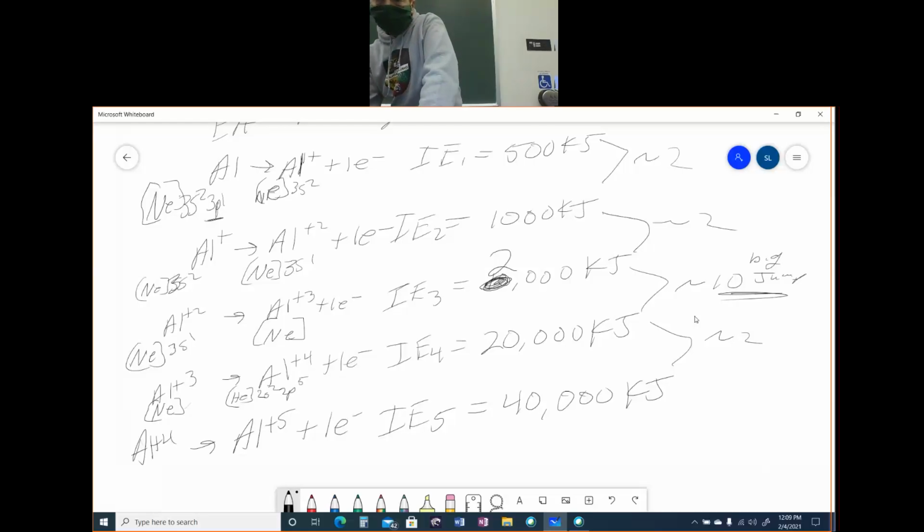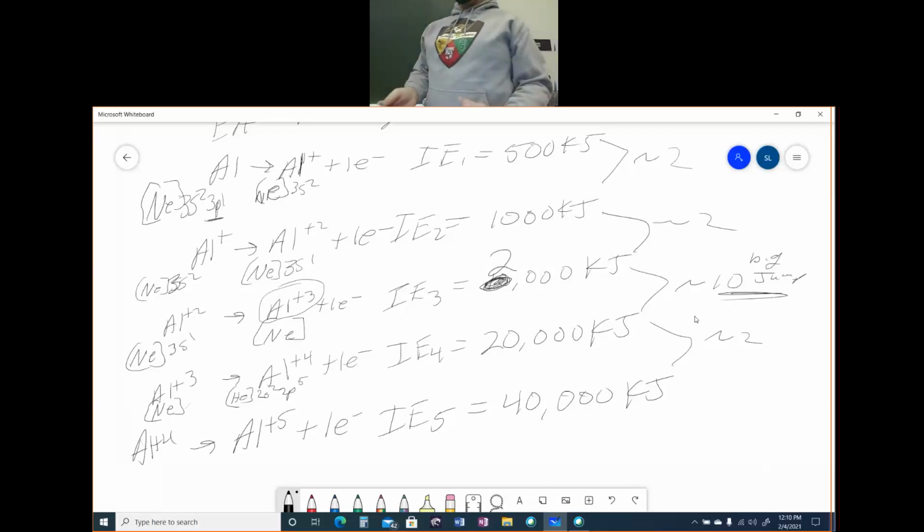And then the next one, you're taking it out of the 2p again, so it is just going to double. So when you have the electron configuration of a noble gas, that is also your stable oxidation state. You look at aluminum, and it is in the +3 column. Most of your compounds that have aluminum are going to have aluminum in the +3 oxidation state.